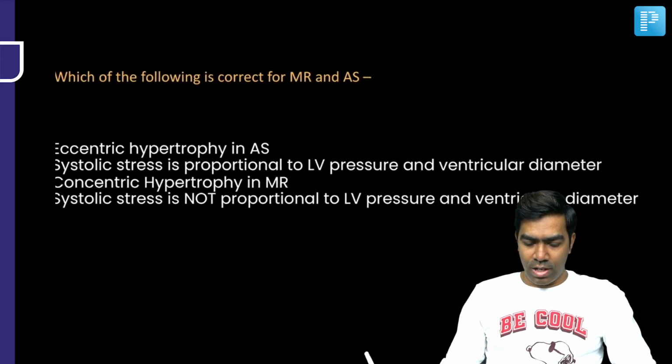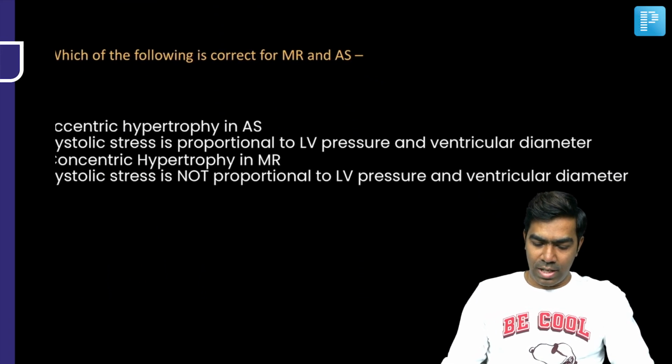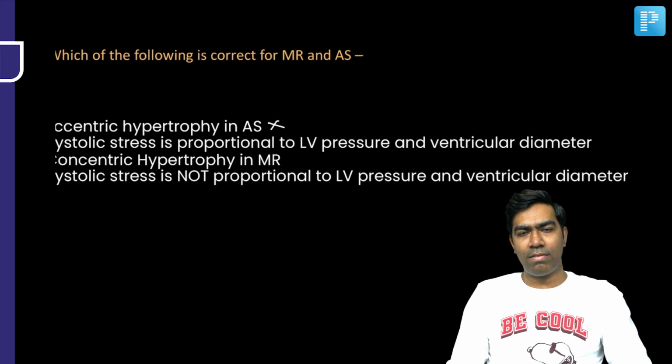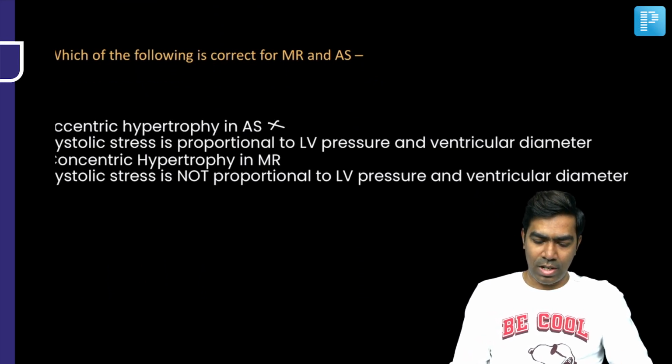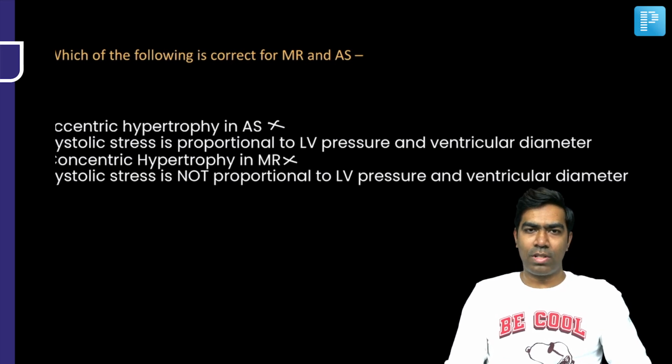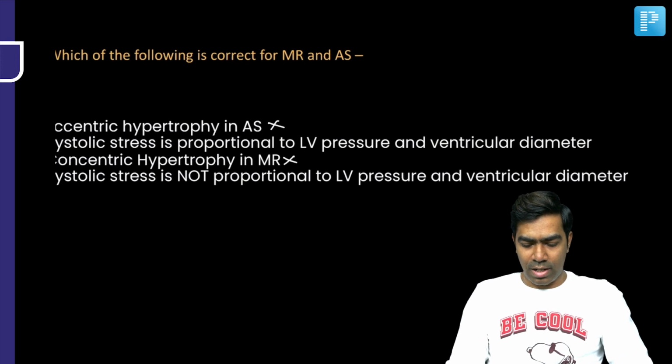Which of the following is correct with regards to MR and AS? Eccentric hypertrophy is seen in aortic stenosis is wrong, because in aortic stenosis you have a pressure overload situation which is going to produce concentric hypertrophy only. Concentric hypertrophy seen in MR is also wrong, because in MR you're going to see volume overload that is going to typically produce eccentric hypertrophy only. So option B is the right answer for this question.